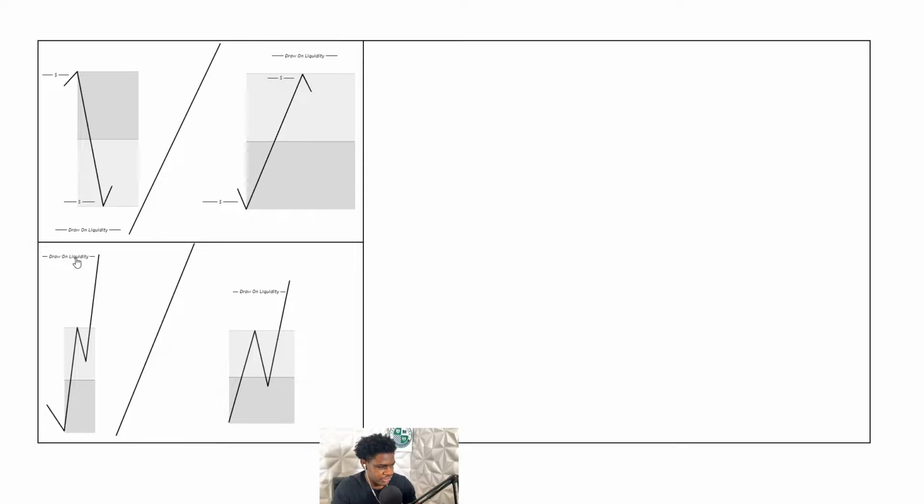In this first depiction, our draw on liquidity is all the way up here, and we can see the marketplace is clearly trending higher. So the market is going to remain above the 50% of this dealing range before finding support to then continue higher. While in this case, the draw on liquidity is a lot closer, so we can see this massive impulse to the upside. Price comes lower down into the 50% before continuing higher.